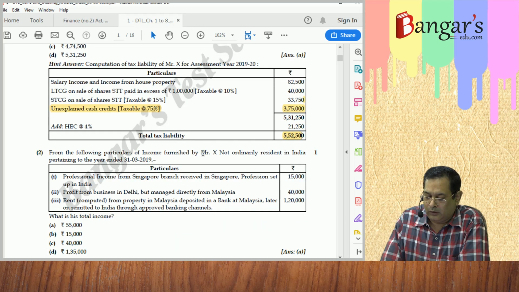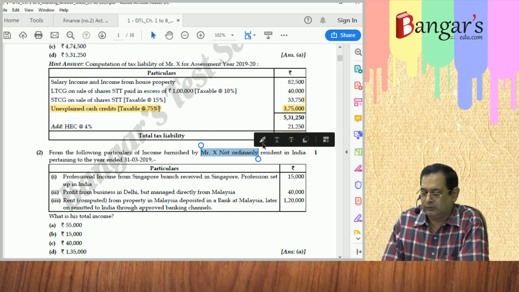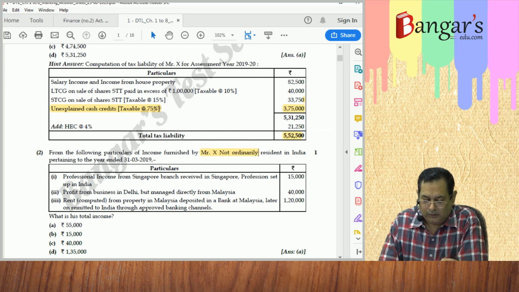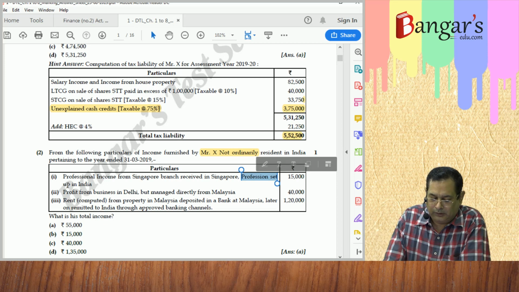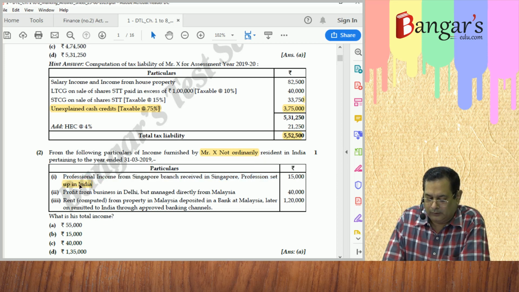And question number second was Mr. X is a NOR, and you are required to compute his income. So in case of not ordinarily resident, professional income is from Singapore branch, received in Singapore, profession was set up in India. Since the profession is set up in India, it will be taxable here.